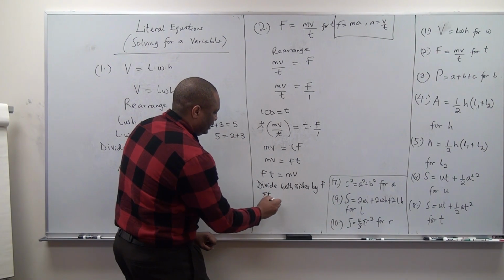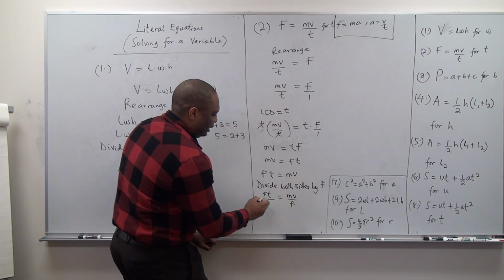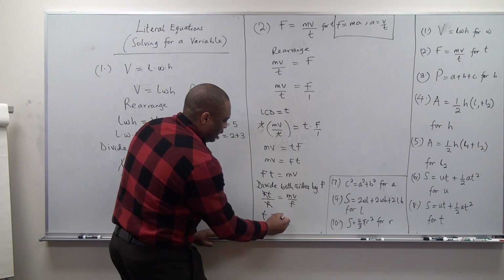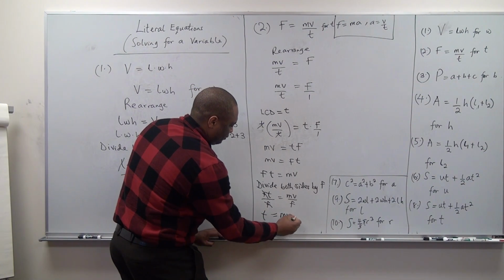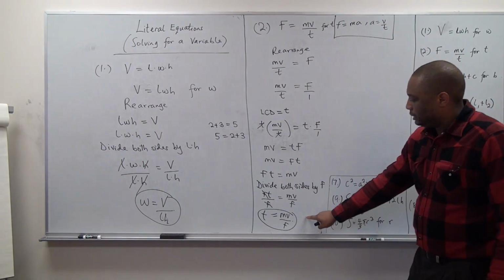You now have ft over f equal to mv over f. And then f will cross out f, and your t will be equal to mv over f. That's your t. That is one way to do this.